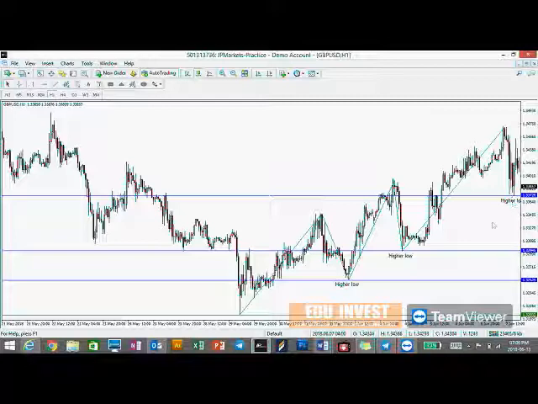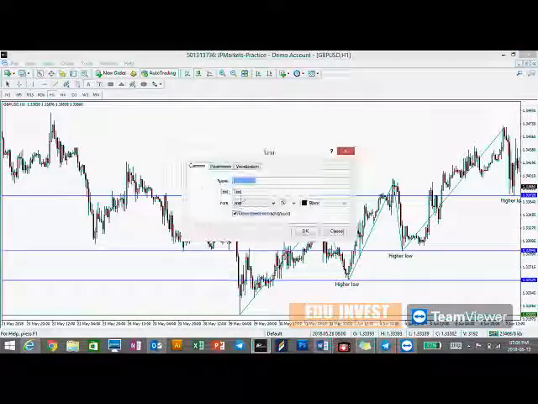But here's something that I want you guys to pay attention to. Notice that every time the market makes a higher low, it makes a higher high. Okay?